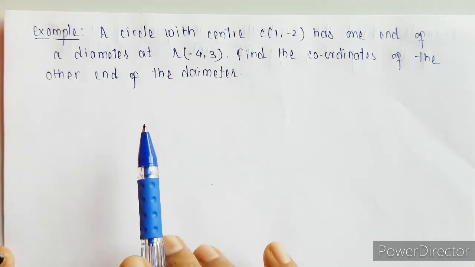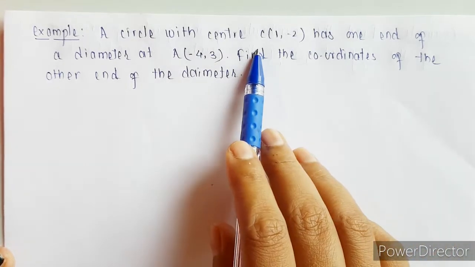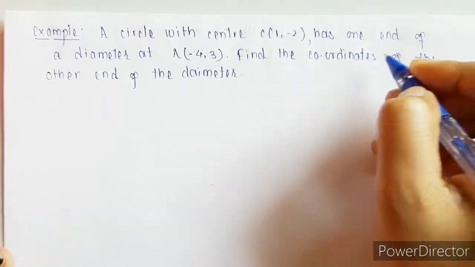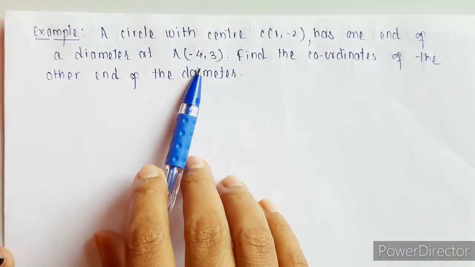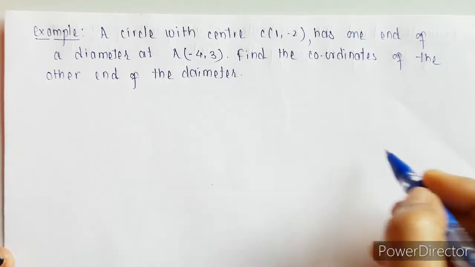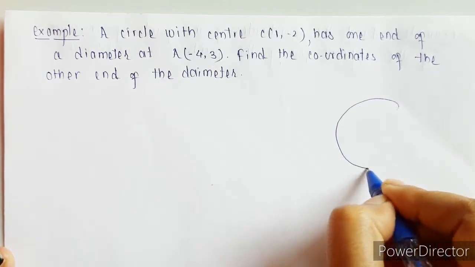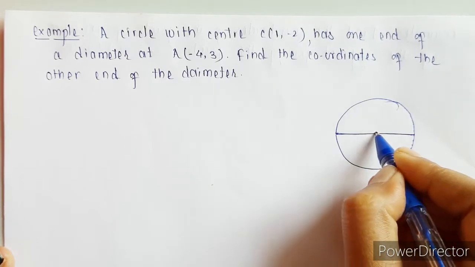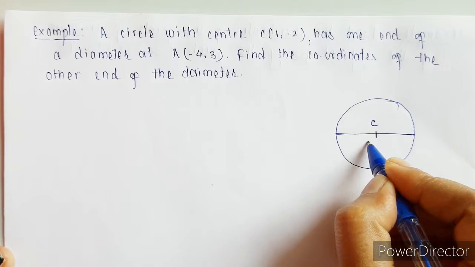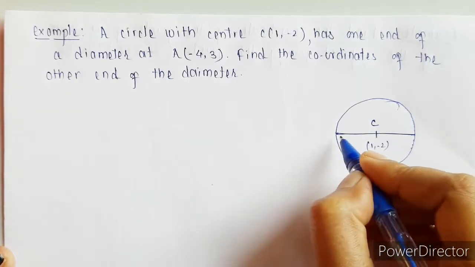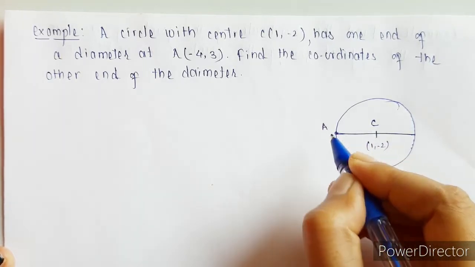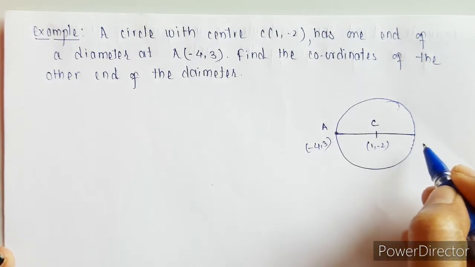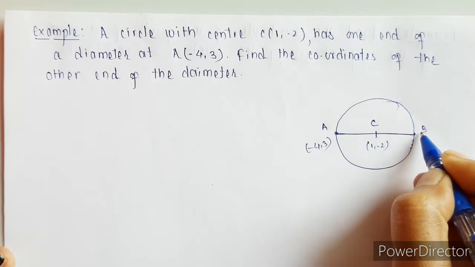So we have a circle with center C 1 comma minus 2, and it has one end of a diameter at A equals to minus 4 comma 3. So basically we have a circle. Suppose this is a circle and this is the diameter of the circle, and the center of this circle is given as 1 comma minus 2, and one end of the diameter, that is A, is given as minus 4 comma 3, and we need to find the other end of the diameter. So basically we need to find this point B.